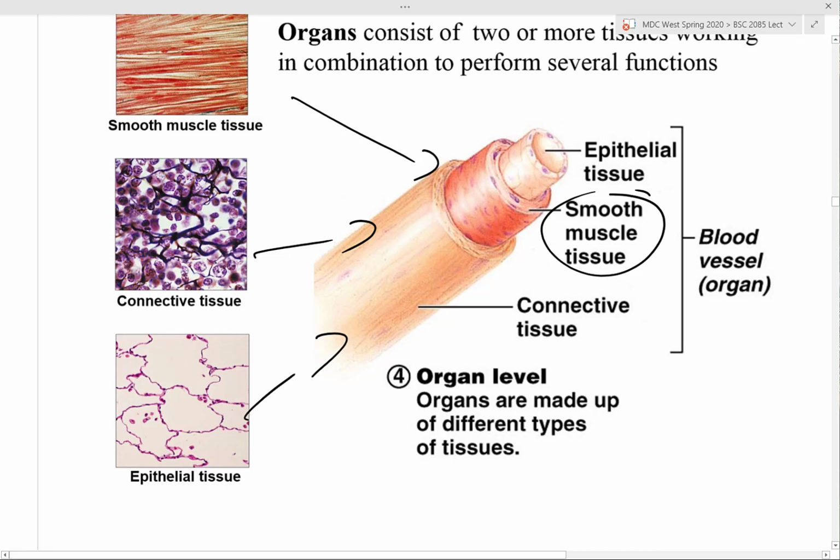Vasodilation is opening, dilating your blood vessels. So when you dilate your blood vessels, more blood can go through, and there's less pressure. Do you always have the same blood pressure? And how many of you know your blood pressure? What is your normal blood pressure?